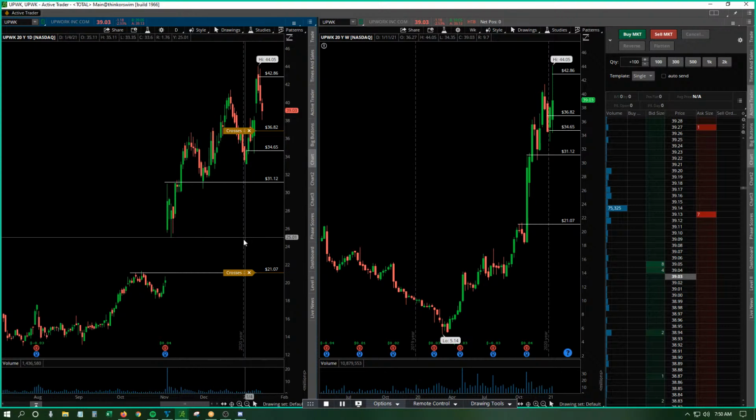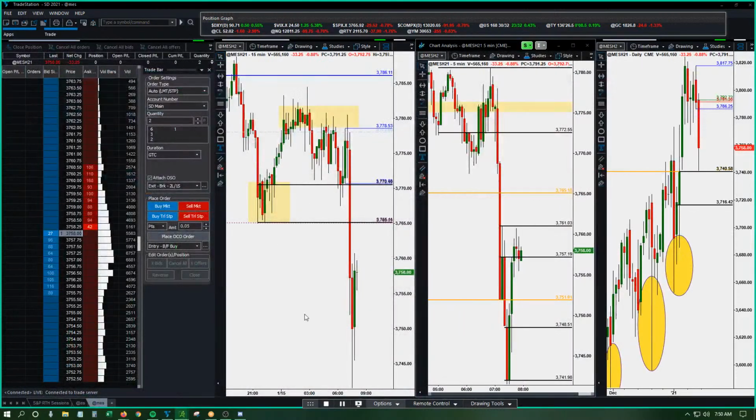Upwork is looking good. Let's see. Still got plenty of time during the day session to see what happens. Market not doing a whole lot now after setting a low.